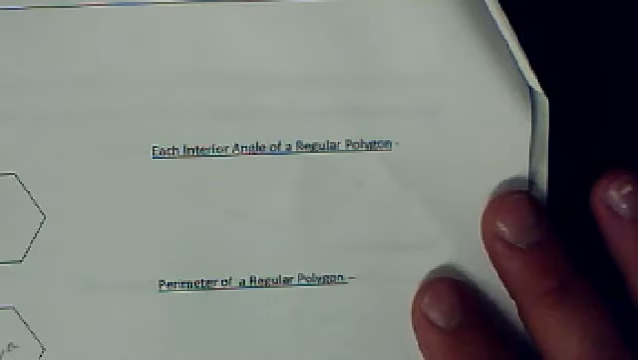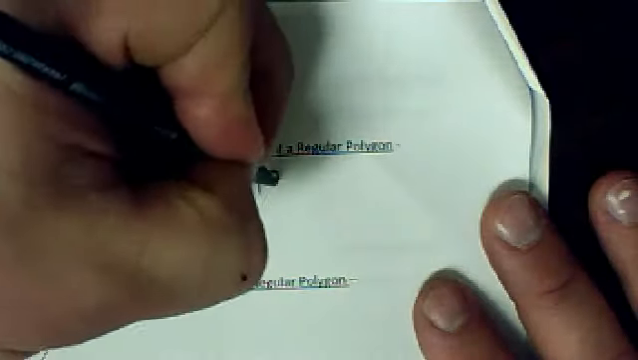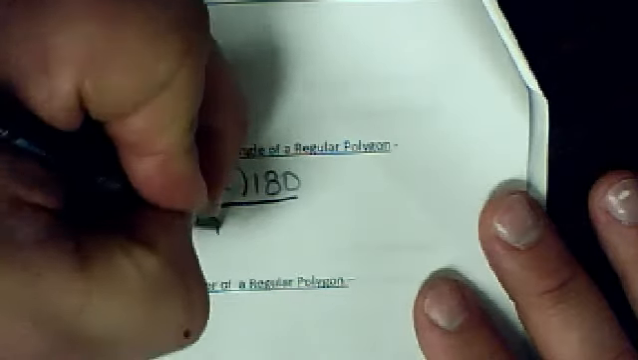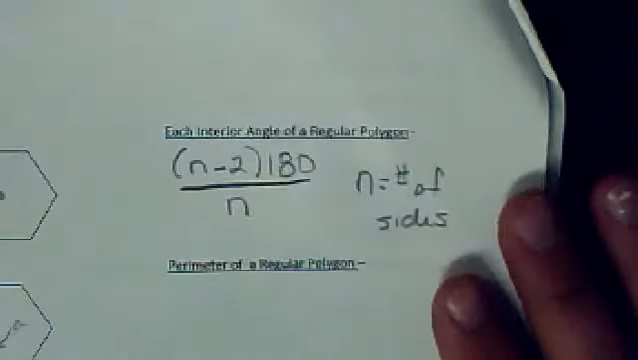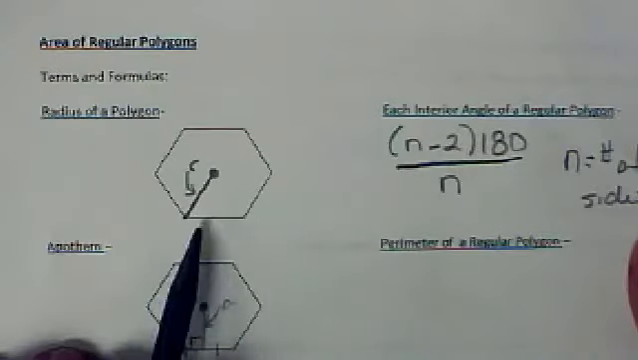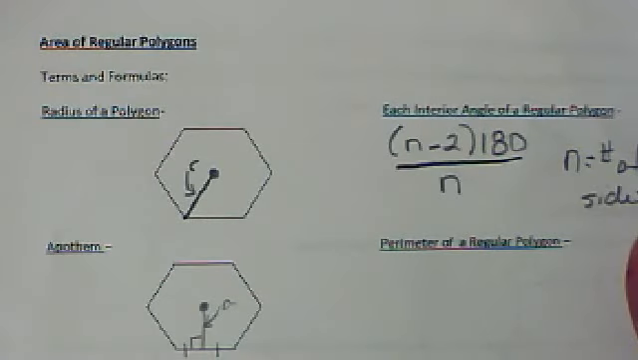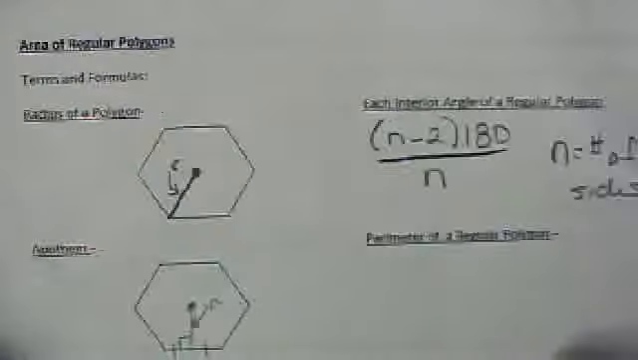Another thing we're going to have to know, and this is a review, is how to find each interior angle measure of a regular polygon. This formula is (n minus 2) times 180 divided by n. And remember that n stands for the number of sides. We will be utilizing that to figure out different angle measurements within these hexagons, and that'll be helpful when we solve for area as well.